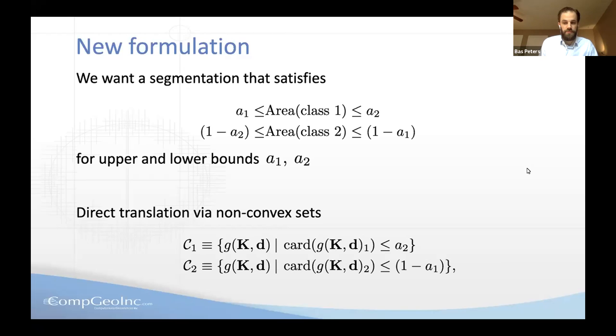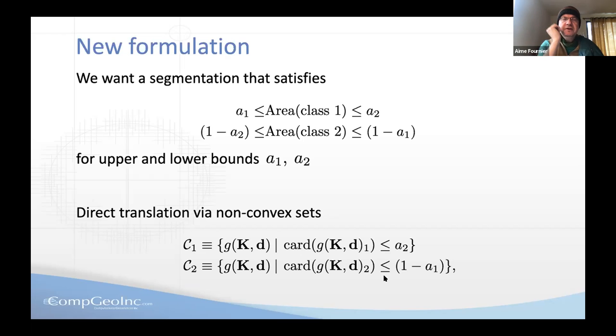My idea is to just directly translate this via cardinality constraints. What that means is we form constraint sets of all network outputs, of which, say, channel one has a maximum of A2 non-zero entries. Cardinality is just the number of non-zeros in that vector. And for the second channel of the network output, you do the same thing, you just have a different bound. We don't need lower bounds here because the normalized network outputs always sum to one. That's why we can get away with just upper bounds.